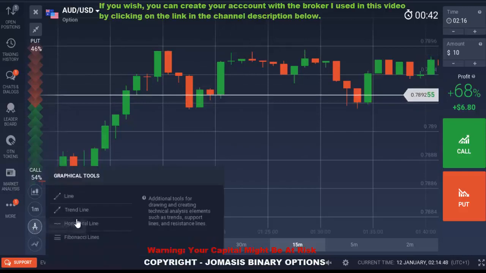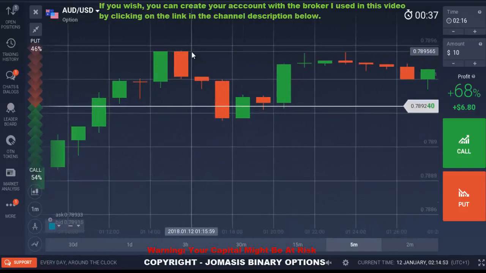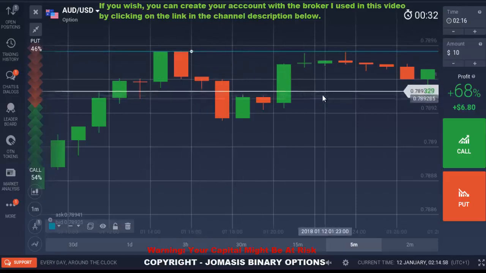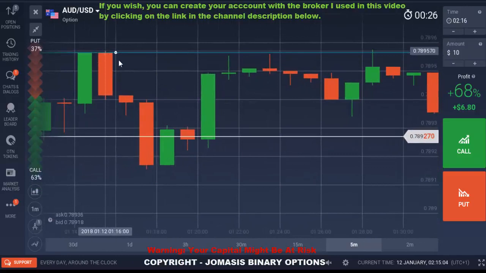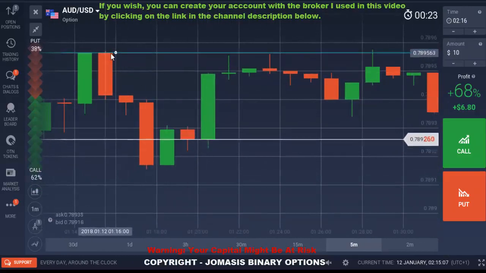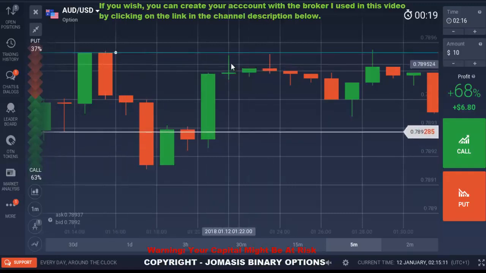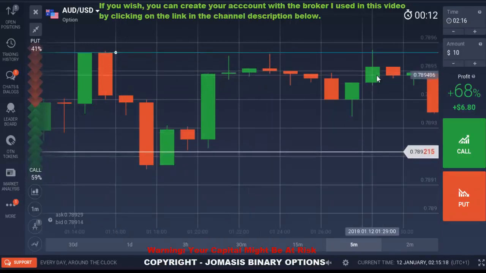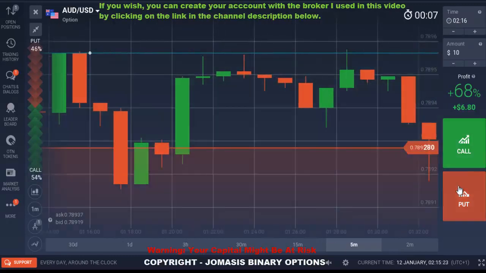Now before you draw this, make sure you zoom in your chart so that you can draw it properly. Now this is our resistance level. You can see when the market reversed from here, we drew, let's assume we drew our resistance level here. So the market came down, touched this level and reversed, and this one touched this level and reversed also. And this one even touched this level and reversed, which means if you place a put here, you would have won it.